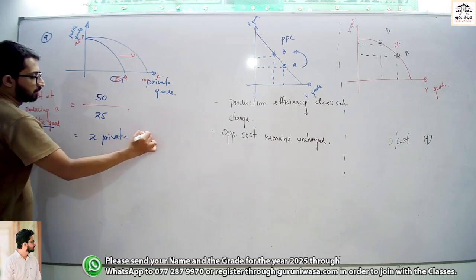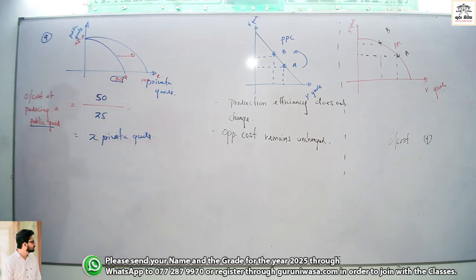2 units of private goods. Okay, it's nothing difficult. To produce these 25 units, we have to give up 50. So for one public good, the economy has to give up 2 private goods. Clear? This is the opportunity cost.